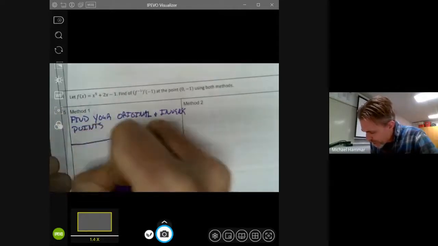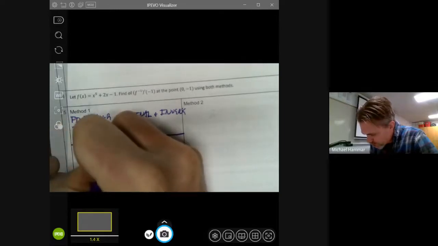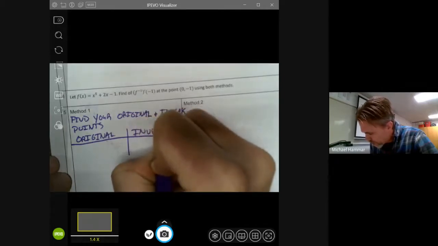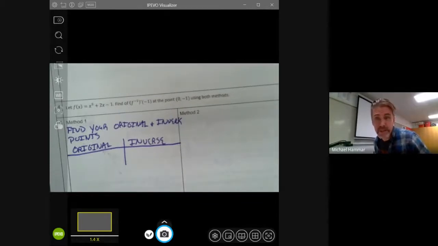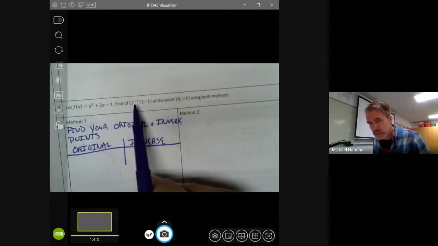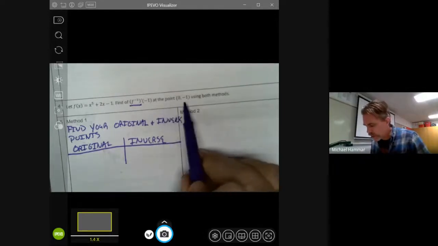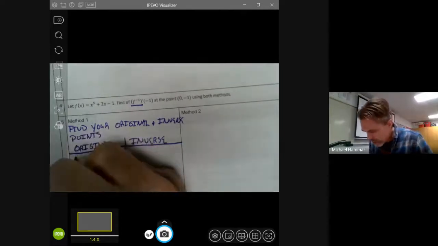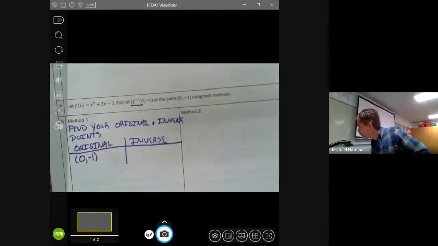And I like to split it up into the original and inverse material. Okay? So let's read the problem and see what our original point is. It says, let f of x equal this. Find the derivative of the inverse at x equals -1, at the point 0, -1, using both methods. So our original point is 0, -1.